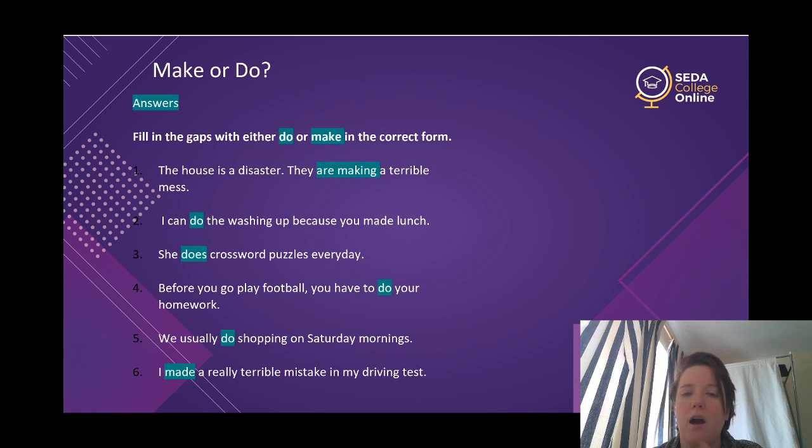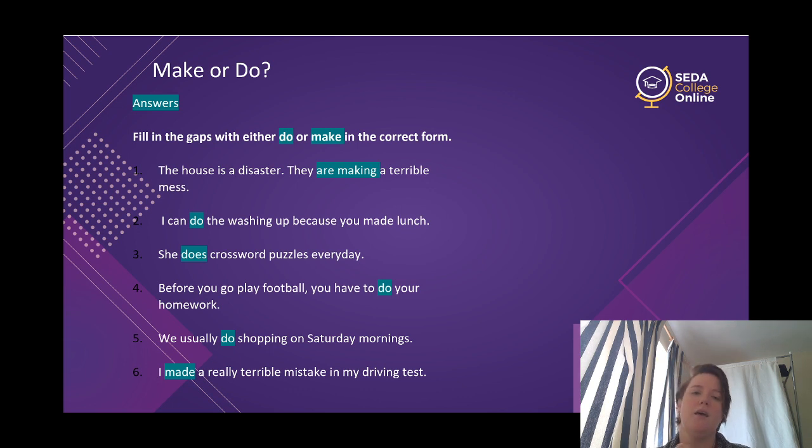How did you get on with that, guys? Did you make any mistakes? Please let me know how you got on. Did anybody get 6 out of 6? Anybody get 1 out of 6? If you've made a lot of mistakes, please don't worry. Just go back and look at the table and go through some of the do and the make. Which ones go with them?